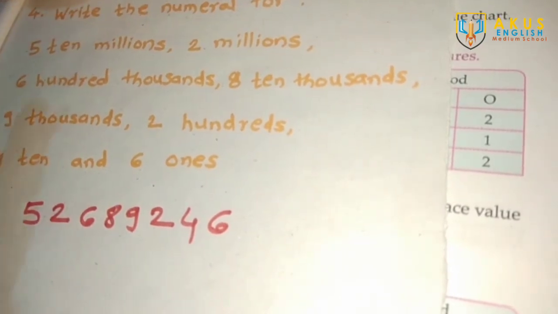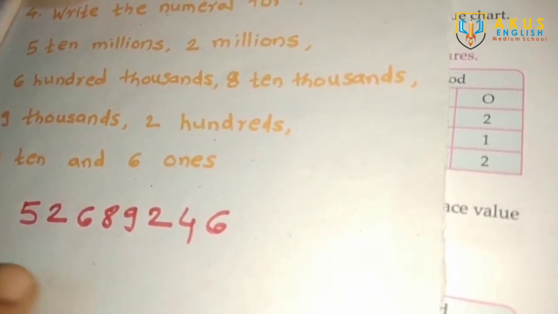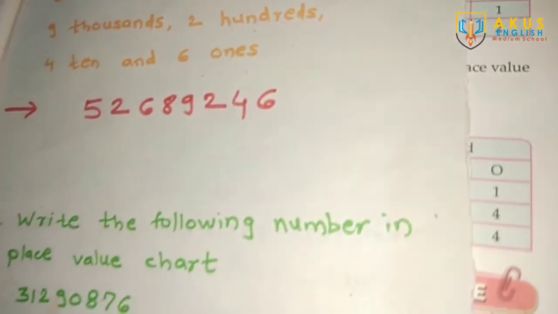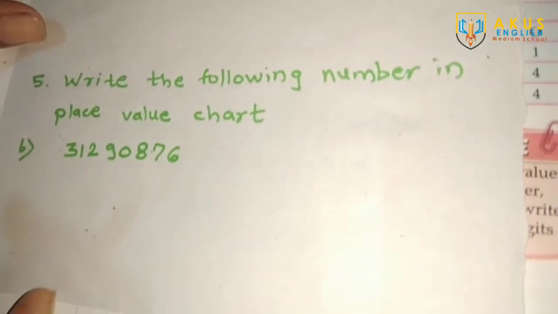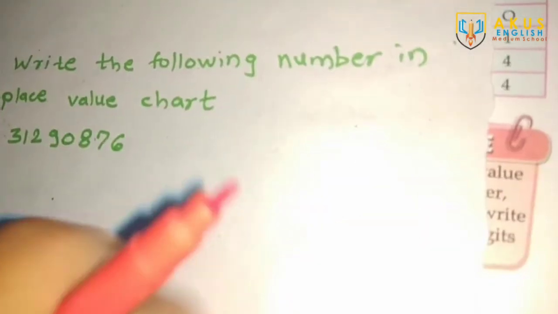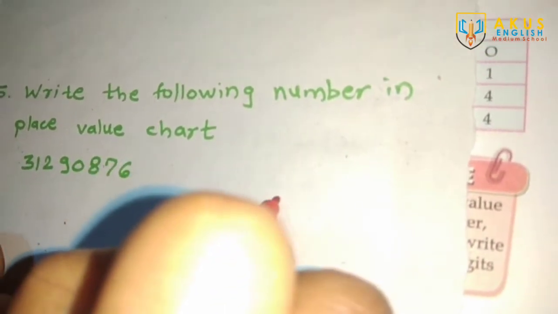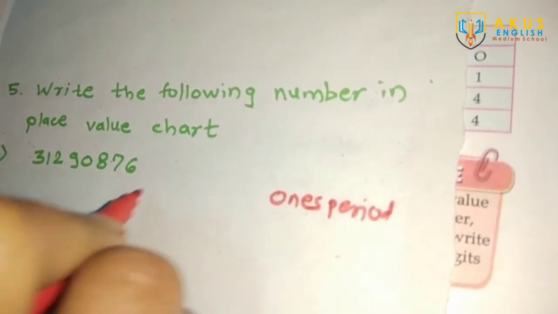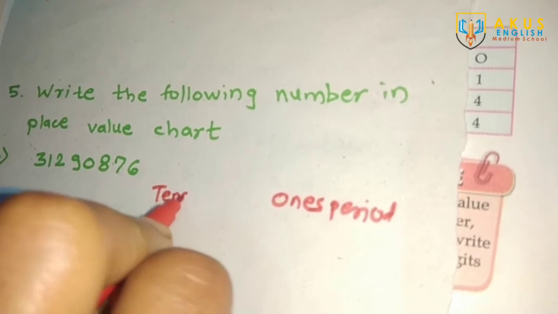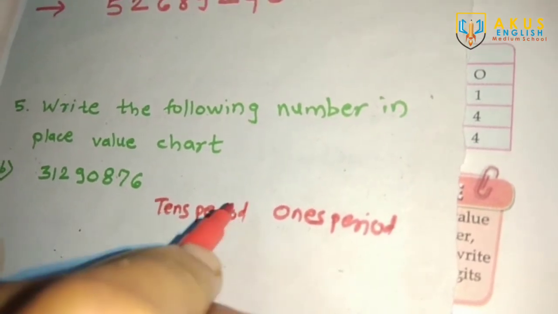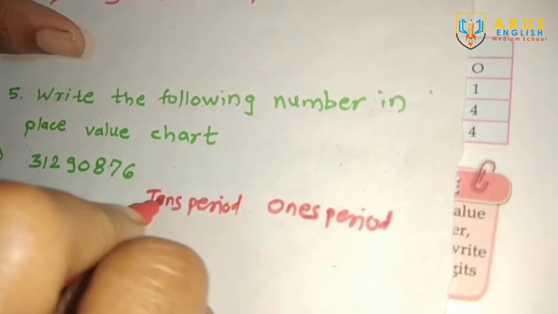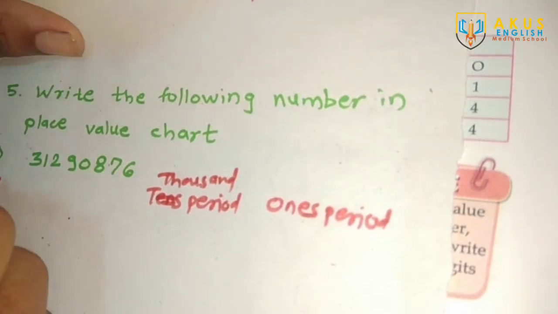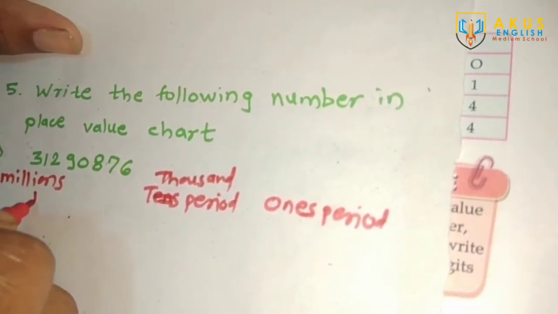Again, there are different sums of the same type. So one only I am going to solve, and the remaining you can solve by your own. Okay. Question number 5. Write the following number in place value chart. Now, let us see. First I will draw that place value chart here. How many periods we saw? 3. Ones period, then the period of 1000, and after 1000, there is a period of millions.